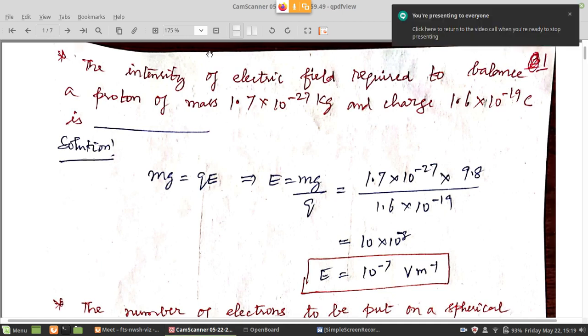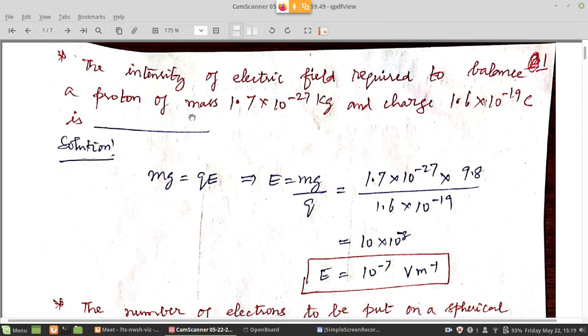Right. So the intensity of the electric field required to balance a proton of mass 1.7 into 10 power minus 27 kg and the charge of 1.6 into 10 power minus 19 coulomb is. So how much electric field is required to balance the mass of the proton? That means, let us say a proton is freely falling. Now, because it is also a charged particle, it is falling because of gravitational force. It has a mass, so gravity will act on the mass, therefore it will free fall.